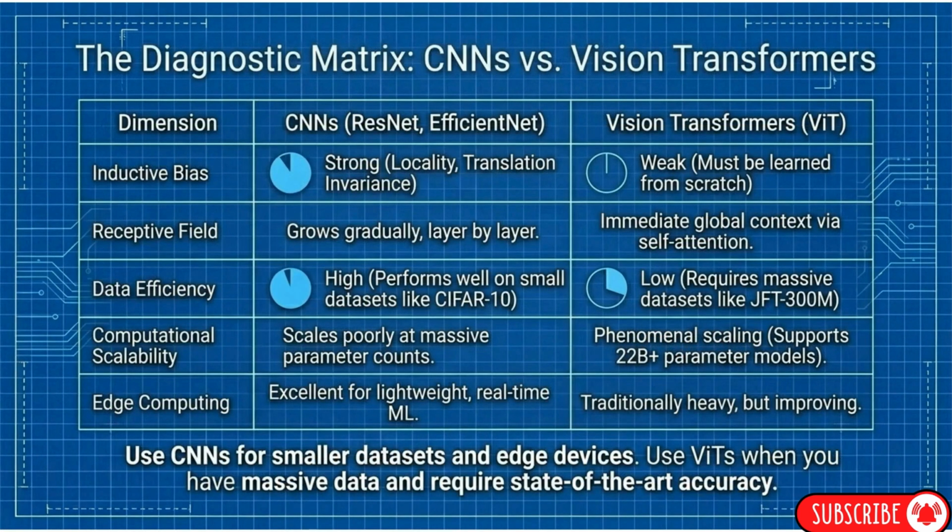Let's compare CNNs and vision transformers. CNNs are excellent when data is limited because they already have strong assumptions about images, like locality and translation patterns. Vision transformers have weaker built-in assumptions, so they often need more data, but they can scale very well. CNNs are efficient and strong for many practical use cases. ViTs are powerful when we have large datasets and enough compute. So the best choice depends on data size, compute budget, and accuracy requirements.